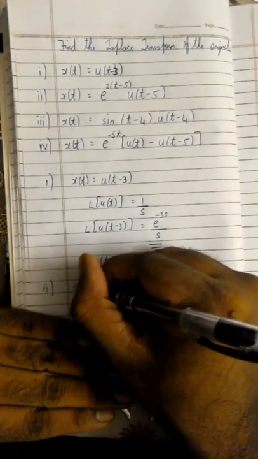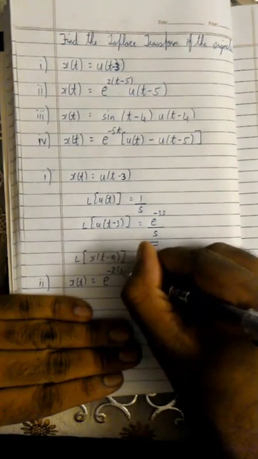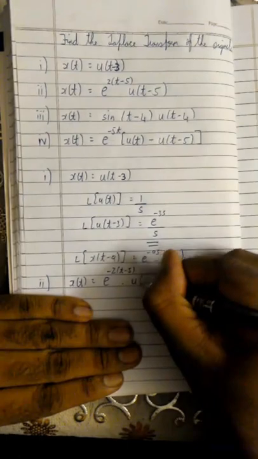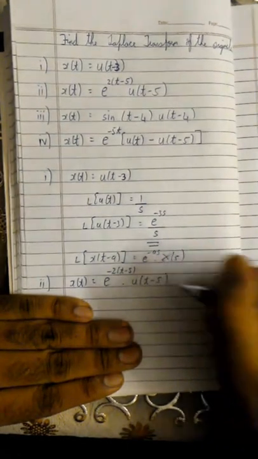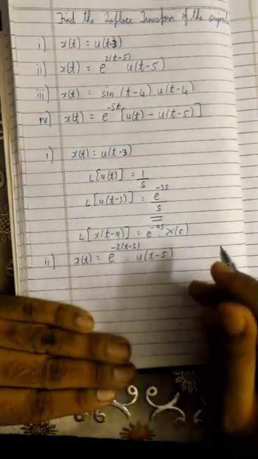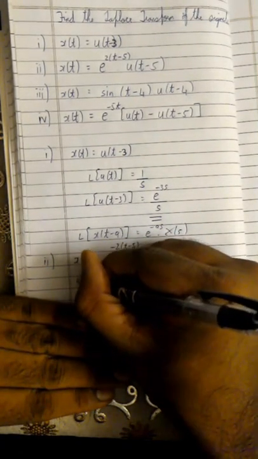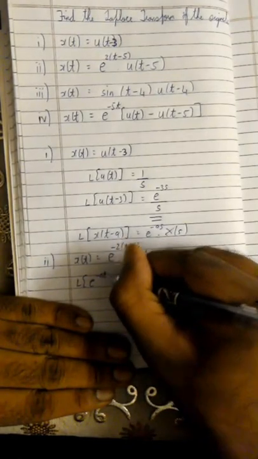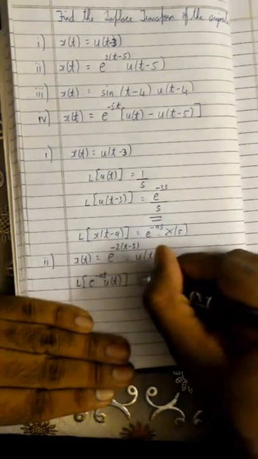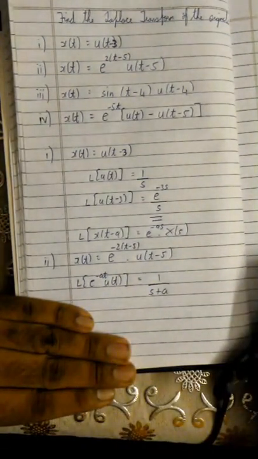Okay, so let's move on to the second problem. The given question is x of t is equal to e raised to minus 2 into t minus 5, into u of t minus 5. Here also we know the Laplace transform of e raised to minus at u of t is equal to 1 by s plus a, right? 1 by s plus a.